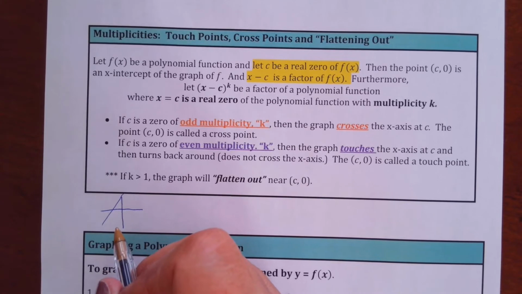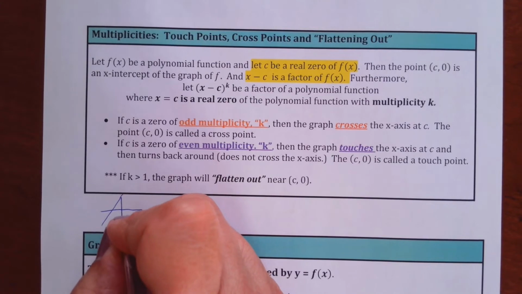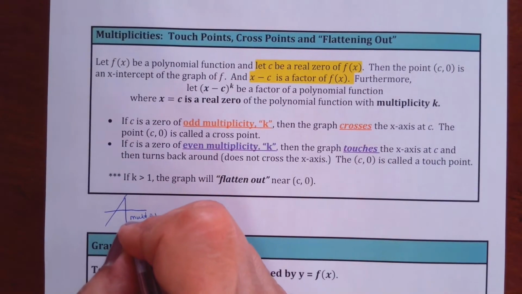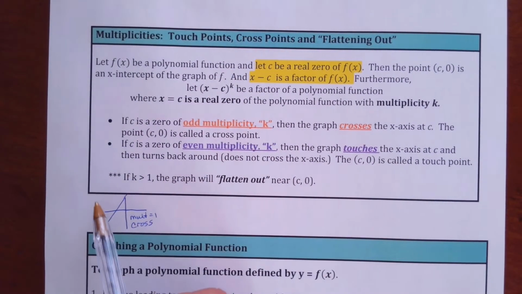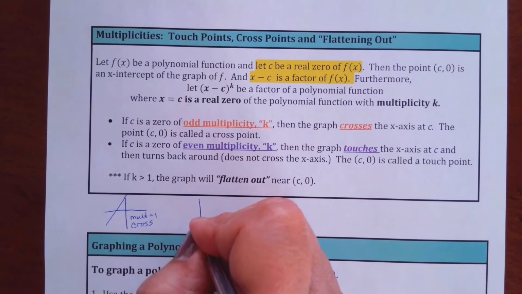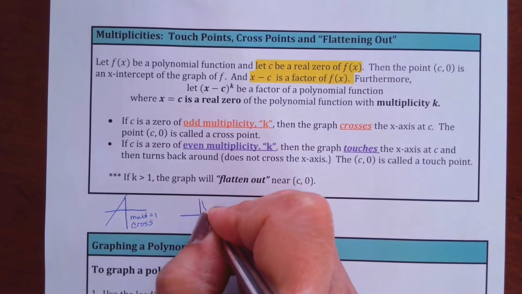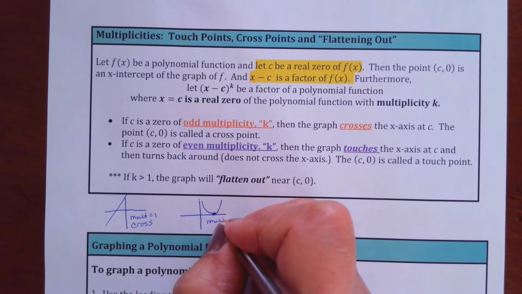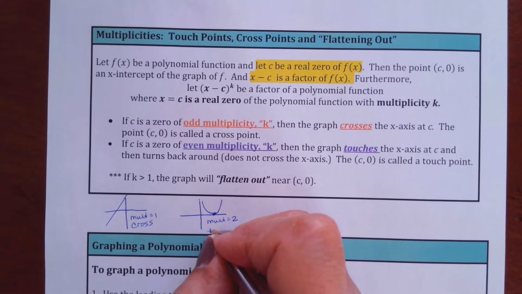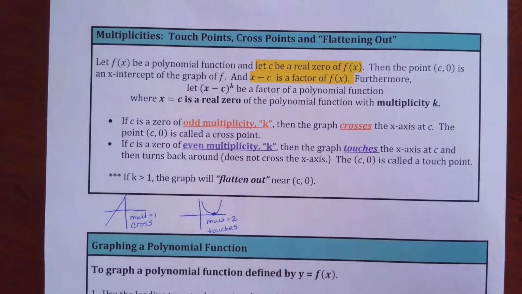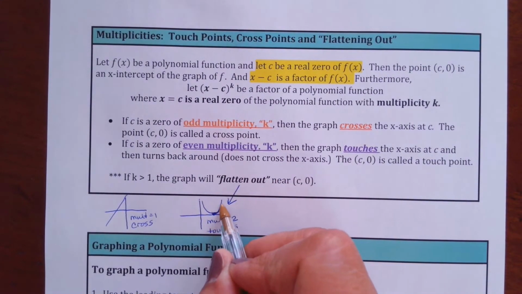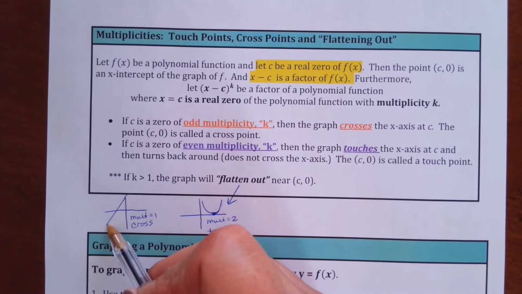So if you're looking at a graph where the multiplicity is 1, that would be a multiplicity that equals 1. Then this thing crosses the x-axis and it's not flattening out. If you look at a multiplicity of 2, that would touch, but it would turn around. So this has a multiplicity of 2, and it touches, but it also flattens out. So this is considered flattening out. It kind of gets flat before it turns around. This one does not get flat, just keeps going straight through.